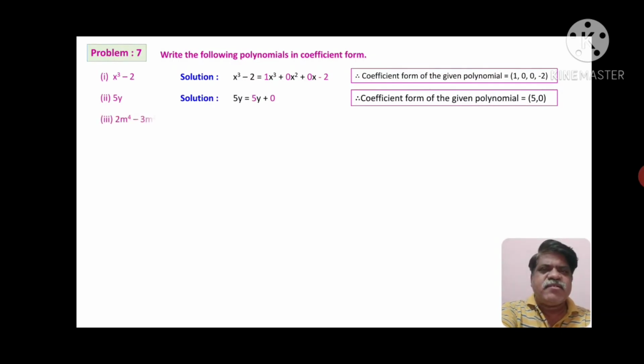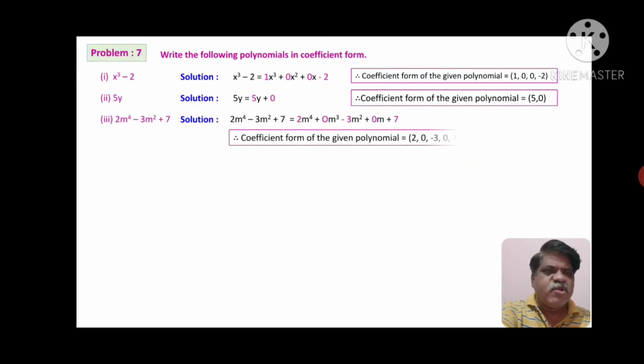Now next is 2m raised to 4 minus 3m square plus 7. Friends, here it is given as 2m raised to 4 minus 3m square plus 7. In decreasing order we will write that one. 2m raised to 4, the index 3 is not there, therefore we will take plus 0m cube, minus 3m square plus 0m plus 7. The red colored numbers you have to consider as the coefficients. Therefore the coefficients of the given polynomial are 2, 0, minus 3, 0 and 7.